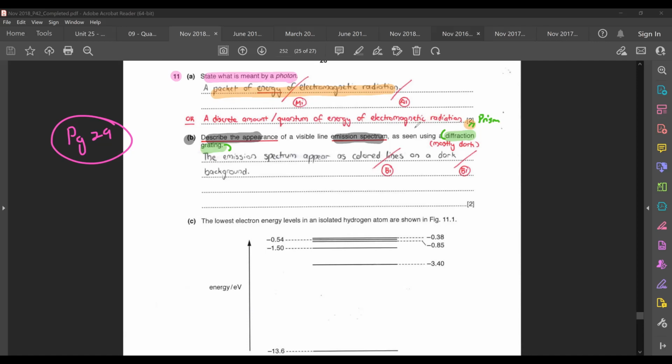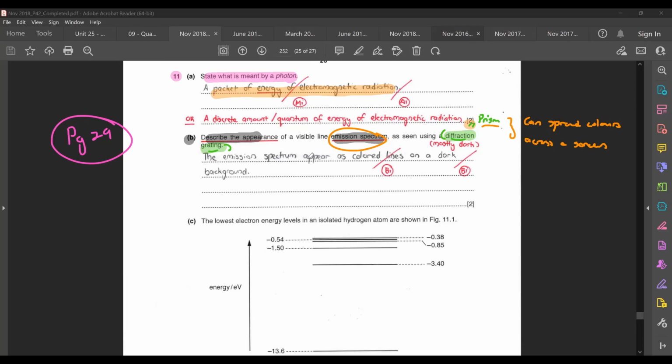The example in the notes, I use a prism, but in the question here, they say using a diffraction grating. They are actually both the same in the sense that they can spread colors across a screen. So if you want to spread certain colors across a screen, you can use a prism, you can use a diffraction grating. Here they want you to describe the appearance of the visible line emission spectrum. How does the emission spectrum actually look like?